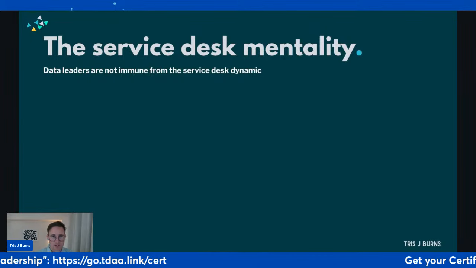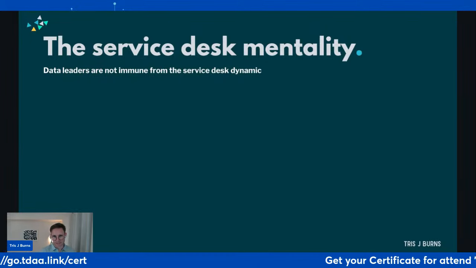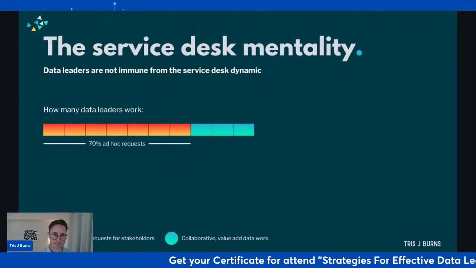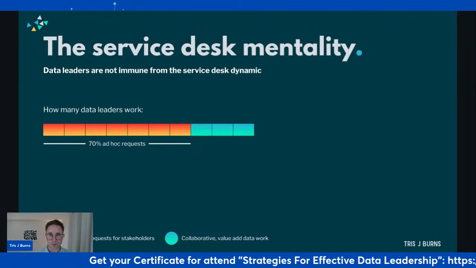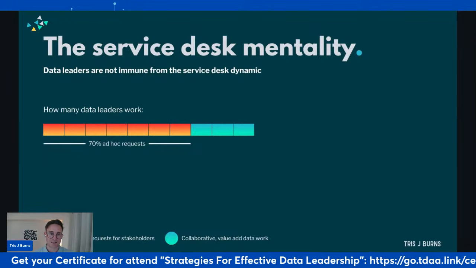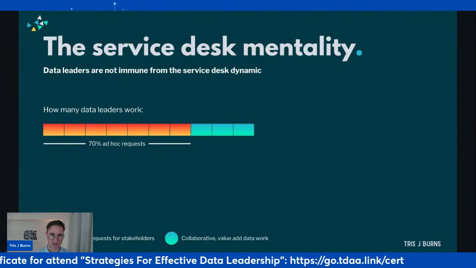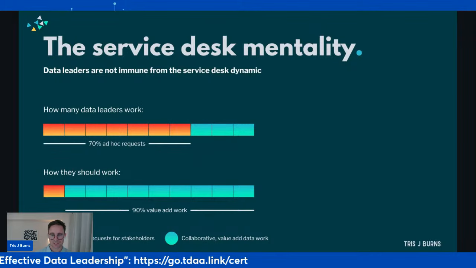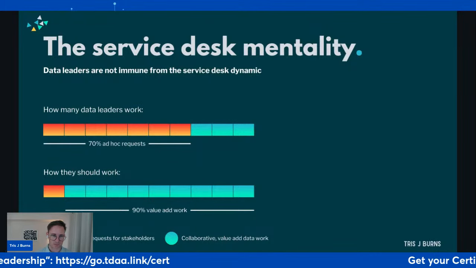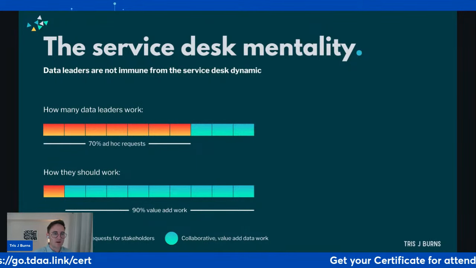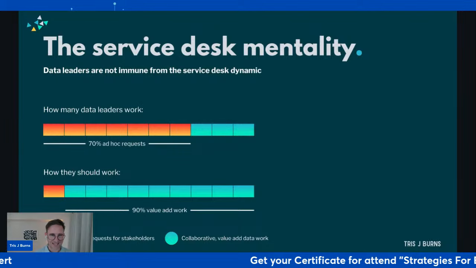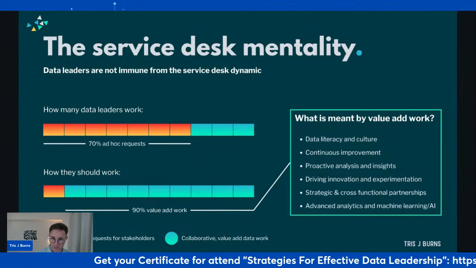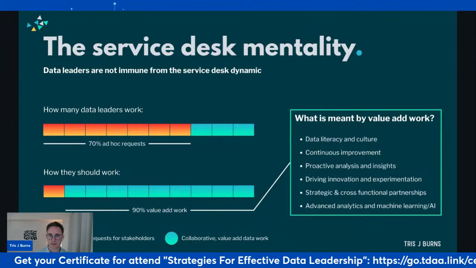Data leaders themselves as well are not immune from the service desk dynamic. You may be the leader of your team, but I see many data leaders spending up to and more than 70% of their time on ad hoc requests and service desk requests. Where I think they should be spending most of their time is on value add work with just a tiny little bit of ad hoc requests. What do I mean by value add work? Because I knew you were going to ask.